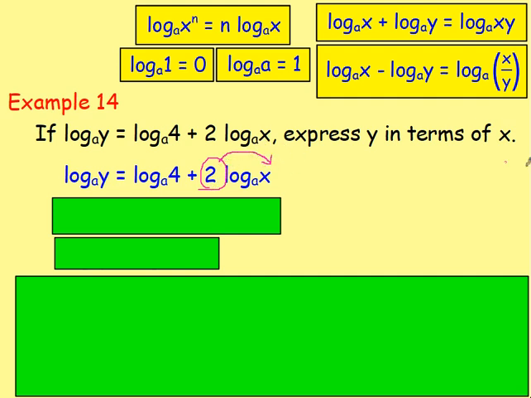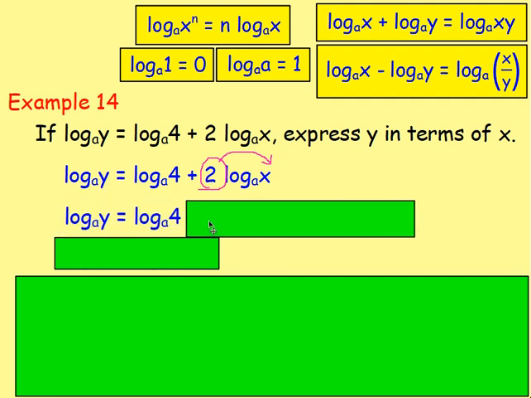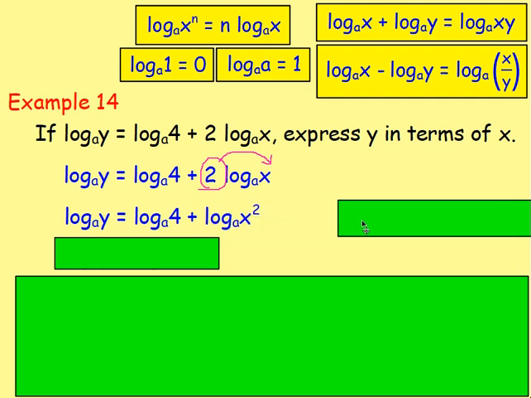So that will become an index, just using this rule here. A number in front of log will move up to become an index with this x, so it'll be x to the power of n. So moving the 2 up, keep the log base a of y, keep the log base a of 4, and then move the 2 up, so you'd have log base a of x squared.